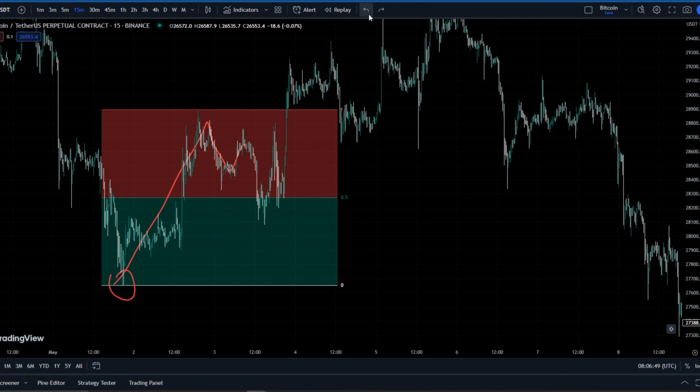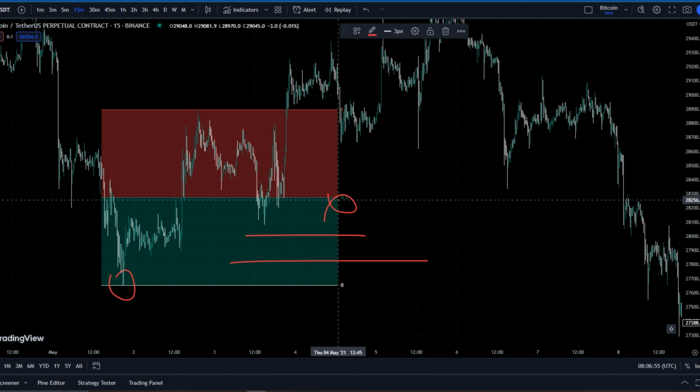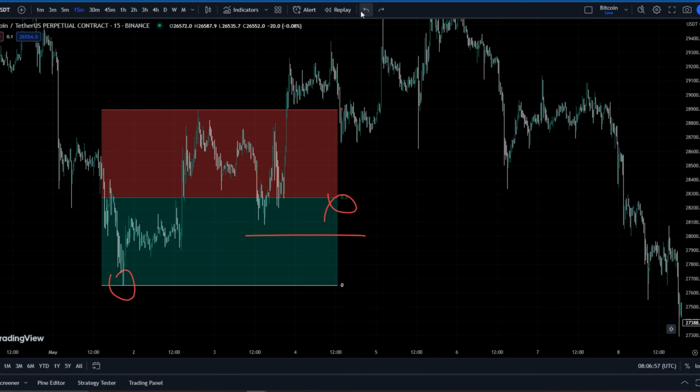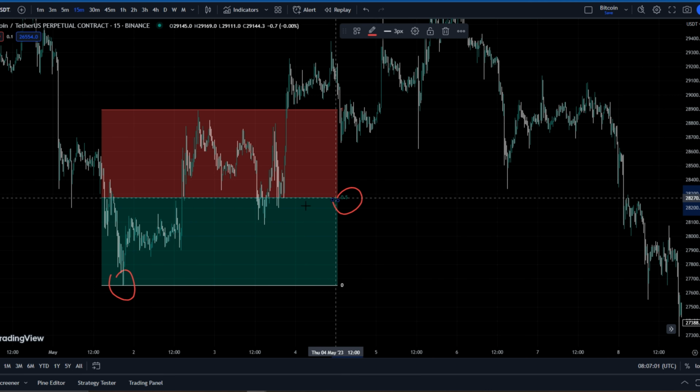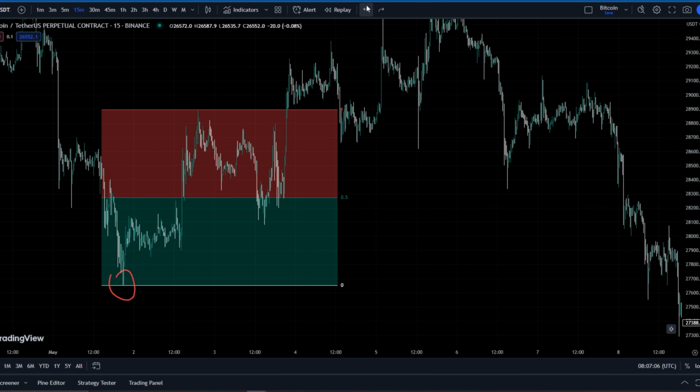0.5 is the minimum point for you to enter. You can enter here, you can enter here, you can enter at the 0.5. If you're going to enter lower, you might not get filled, so that's one thing you have to keep in mind. If you entered here, you might have a chance for the price to go lower and then back up. So there are pros and cons, and you have to make your own decision of where you want to enter ideally.